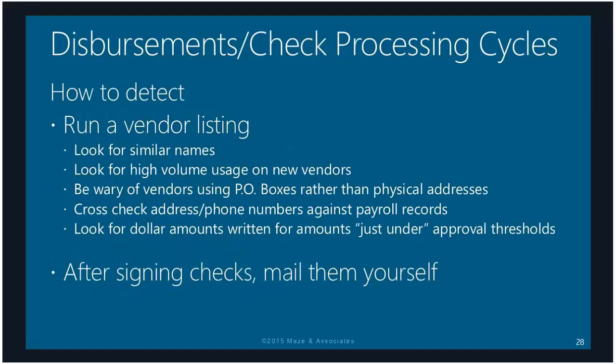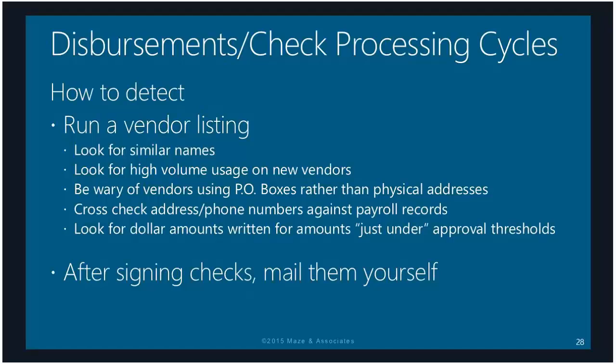So, things that you can do to detect these is to run a vendor listing and look for similar names. Again, looking for the PG&E, PG&A, Bill Smith and Associates. In QuickBooks, it's very easy to just set up a vendor name, and oftentimes they'll look so similar that you just think somebody made an error when keying in. But those are things definitely to look at.